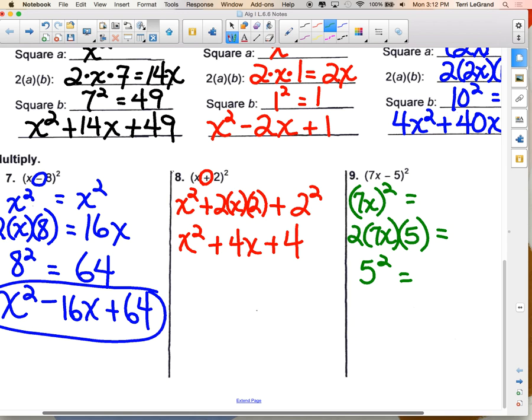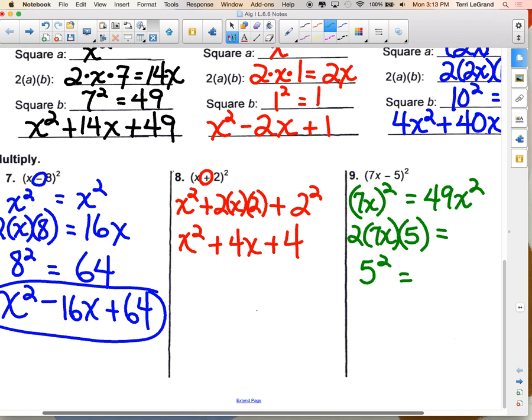Remember, do we treat the b value as negative ever? No. So the first term of our trinomial is 7 squared, which is 49x squared. Middle term is?